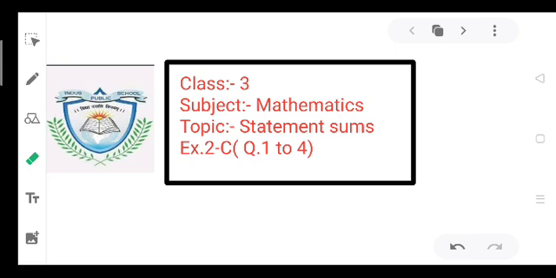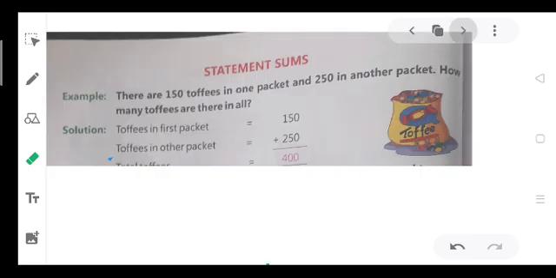Today we will do the practice of statement sums also. One example in front of you. There are 150 toffees in one packet and 250 in another packet. How many toffees are there in all?